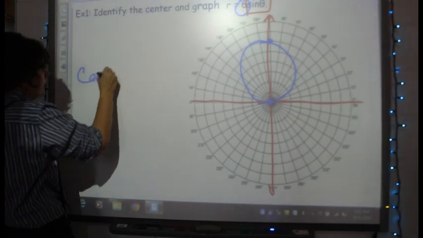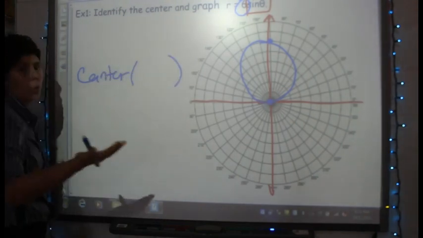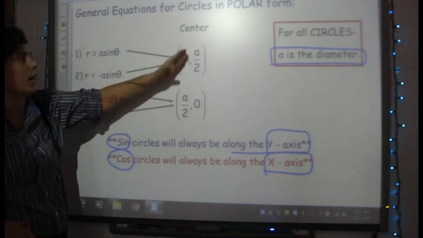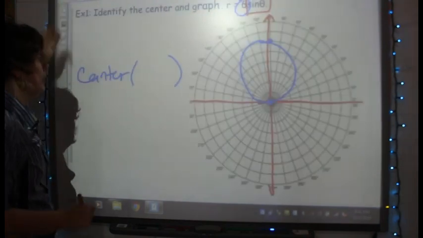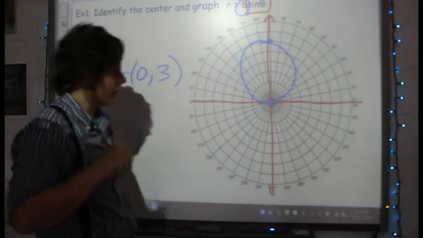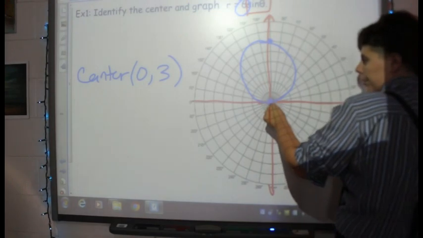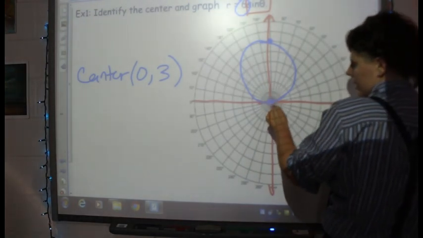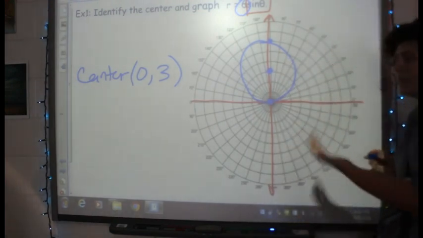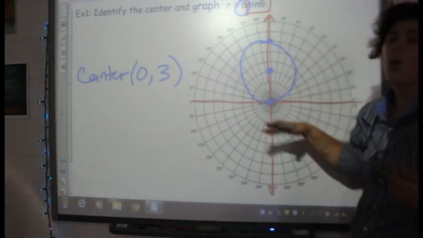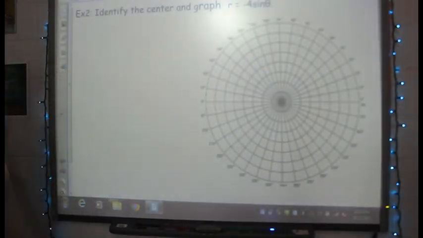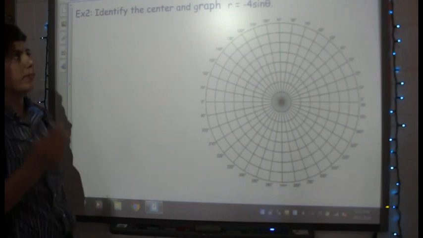An important part that I need to write down is the center. And when I write down the center, I can either count it out or I can use my formula. My formula said for sine, it's 0, a divided by 2. Well, that means I have 0, 6 divided by 2 is 3. But sure enough, if I look, 0, 3, that's 0. I didn't go side to side. Then I went up 1, 2, 3. There's my center. So you can either use the formula or you can count it out yourself. Totally up to you.